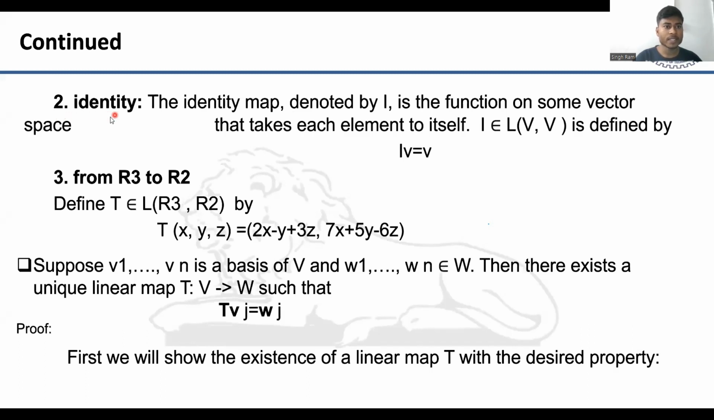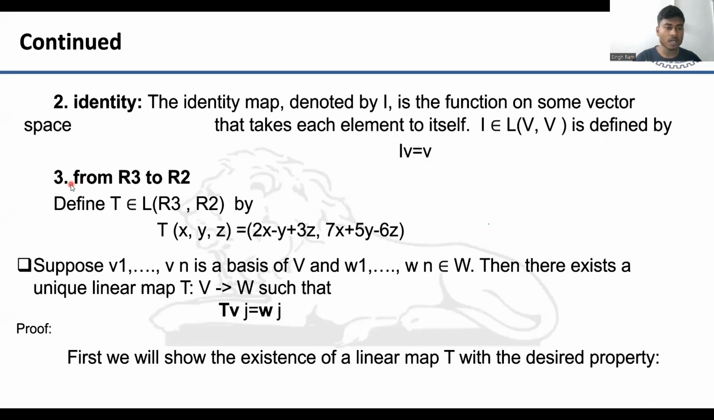Here we can see the second example of the linear transformation or linear map, which is the identity linear map. The identity map, denoted by I, is the function on some vector space that takes each element to itself, right? That is, it maps from the vector space to itself. Then this map is known as the identity map, defined by I v is equal to v.